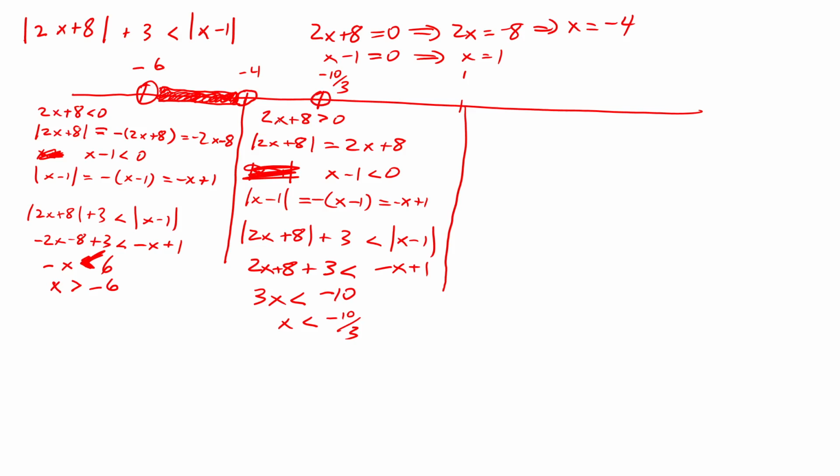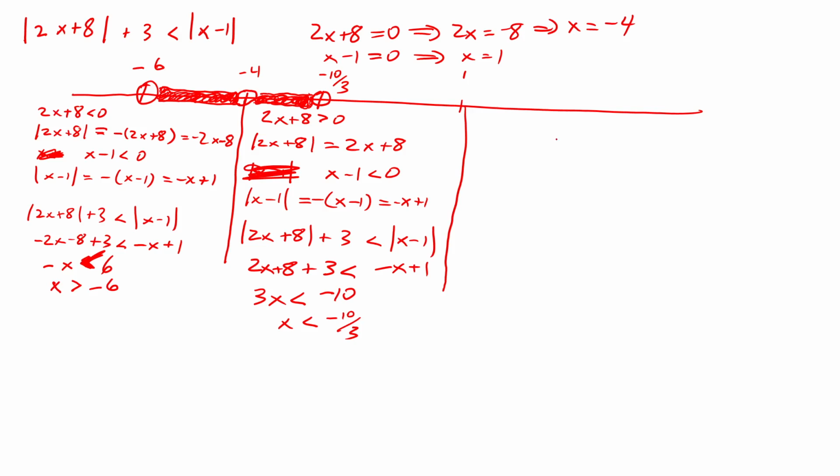The answer is yes. -10/3 might be right about here. It's equal to -3 1/3. So it's in this interval. And what we're going to do is we're going to shade in all values to the left of -10/3, but we can only do it in the interval that we're in. Only do it to values of x between -4 and 1.